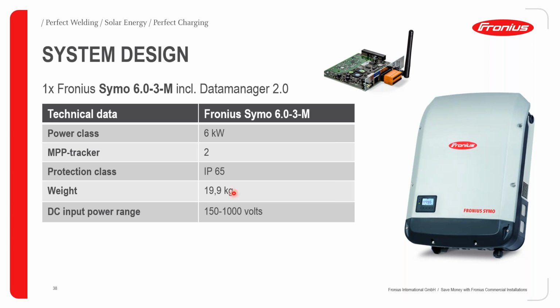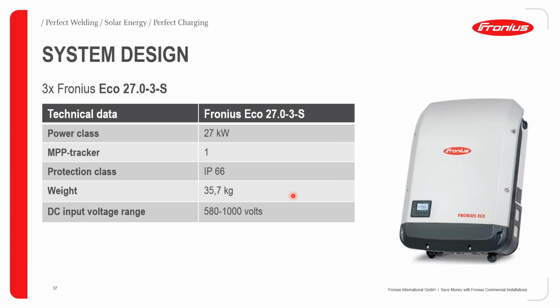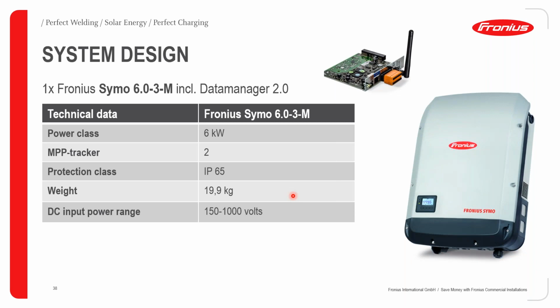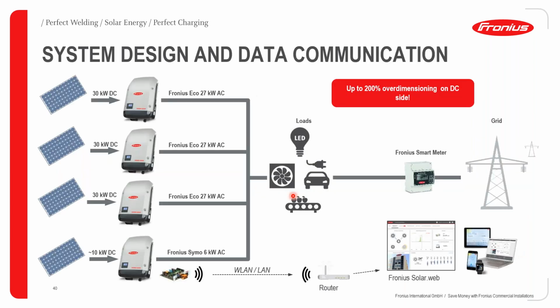Yes, a point of note is that the Fronius Symo here is the one that carries the data manager. So it's the full version that has the data manager, while the Ecos are the light versions without the data manager. As we all know, just one data manager is enough for this particular system. So the communication will go via the data manager installed inside the Symo 6.